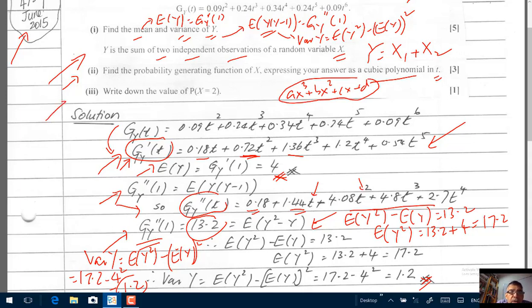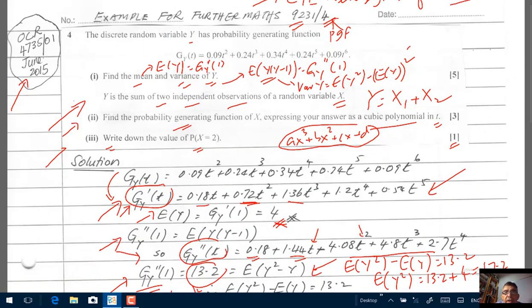In part 3, you are asked to write down the value of the probability of x equals 2, so you're probably going to get very few marks. Here it's given. You're only getting 1 mark for this. It's something you can see from your answer, because you have the probability generating function of x, so you can write this down straight away. A quick reminder, this is the probability generating function of y, so we'll keep an eye on that.